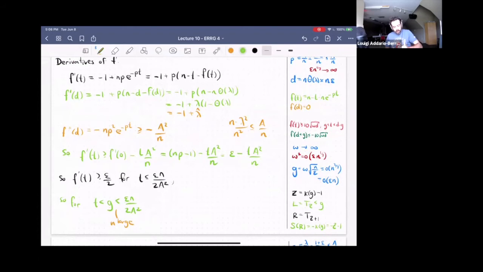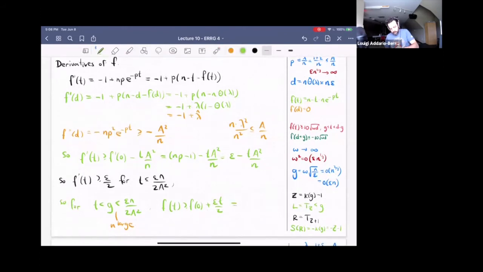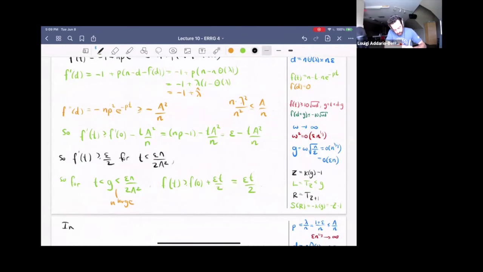So for t like that, f of t is at least f of 0 plus the derivative epsilon over 2 for time t, so epsilon t over 2. And f of 0 is just 0, right? So this is a lower bound of epsilon t over 2 for t at most g. And so in particular, let's apply that at time g. At time g, that tells us that f of g is at least epsilon g over 2.